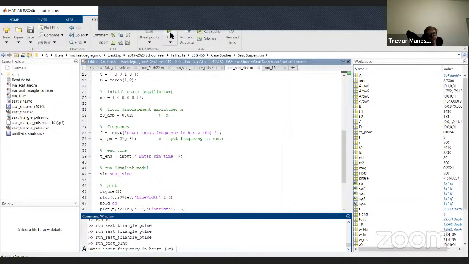All right, I heard 20 and I heard 50. 60. Okay, great. So we'll start with 20 hertz. We'll go for 20 seconds. No, you know what, 10 seconds.